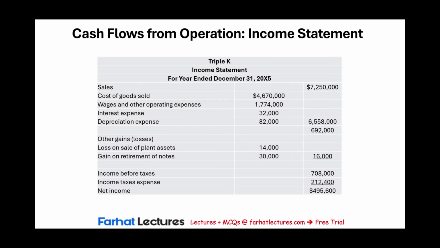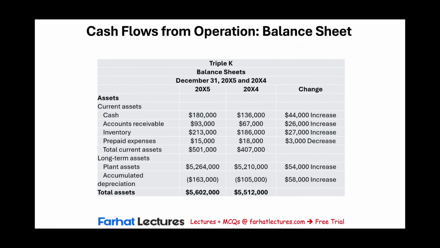So let's start with what we are given. What do we need? We need the current income statement. And here's the income statement that we are working with for Triple K Company. We are given sales, a bunch of expenses, gains and losses, income before taxes, income taxes, and net income. And guess what? We're already done with step one, because in this example, I'm giving you net income. So starting with the income statement, then you are given the balance sheet.